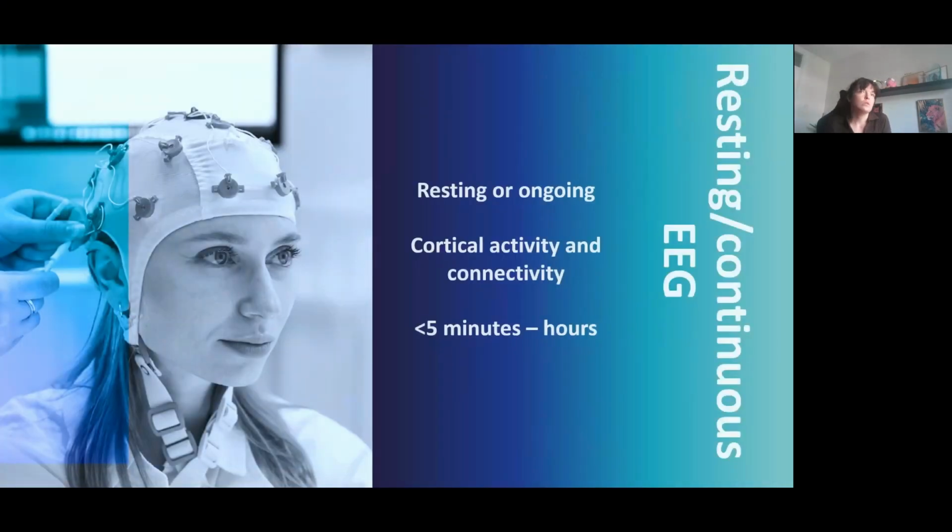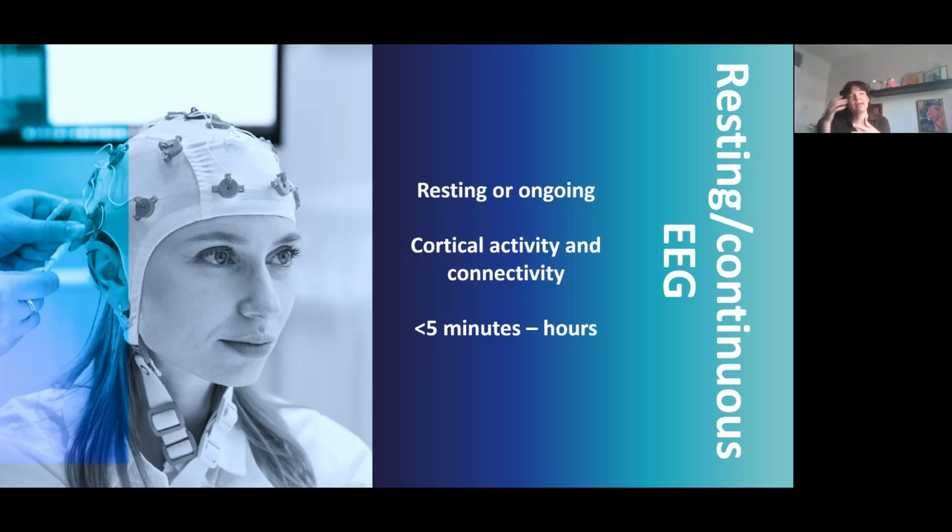So how can we use EEG, or what are the different ways we can implement EEG in clinical trials? I'll start off with what you might be familiar with, which is resting or continuous EEG. Here I'm talking about EEG where the signal is being recorded while the person isn't completing a specific task or engaging in a specific function. We can do this when the person is totally at rest, or it can be continuous monitoring while they're going about other activities.